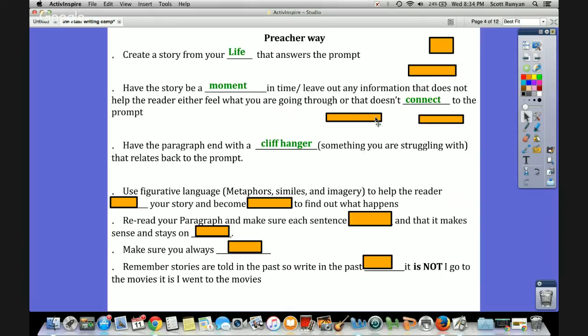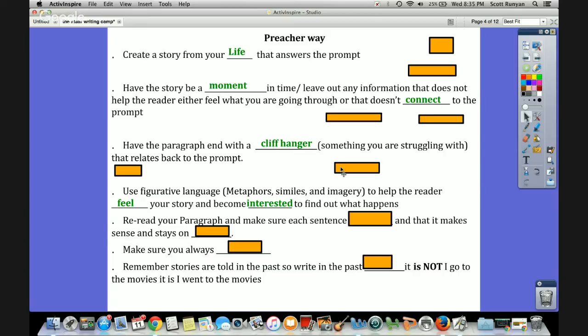All right, the next part, use figurative language, metaphors, similes, and imagery to help the reader feel your story and become interested and to find out what happens next, right? We want these people to be excited to read our stories. They're going to be reading a lot of boring stories. So we want to make sure that they see our story as something unique and fun, right? What happens next? Is she going to get on stage or is she just going to wipe out? Is she going to fall off? I have no idea.